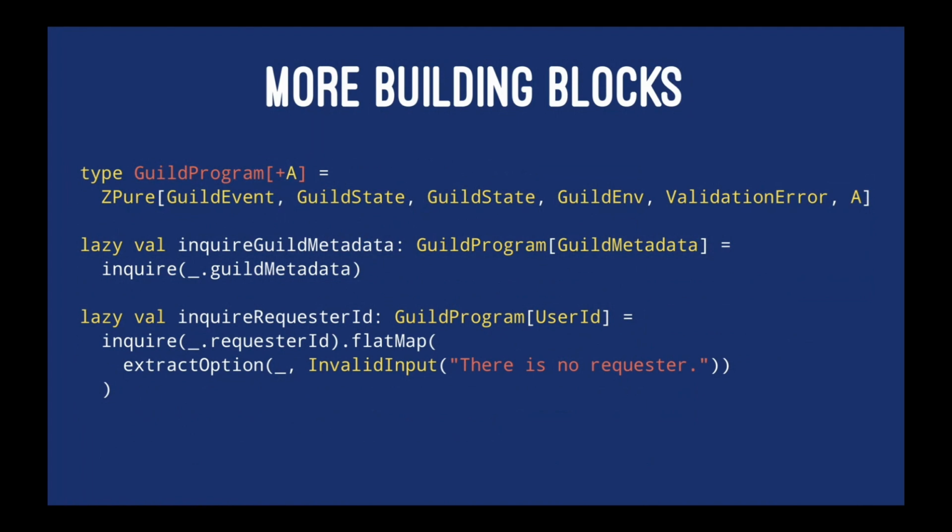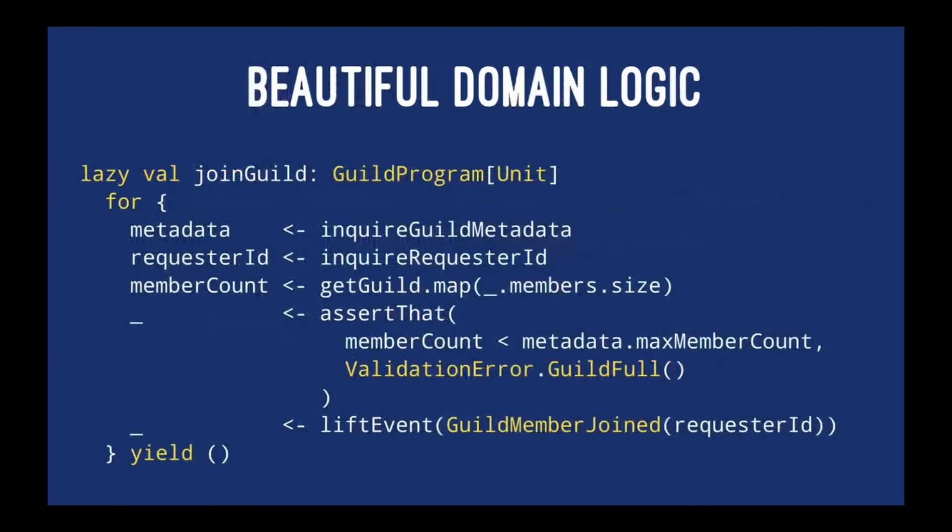So for example, we have a guild program. And then we have functions like these, inquire guild metadata, inquire requester ID, using those primitive operations. At the end of the day, all our business logic, all our domain logic looks like this.